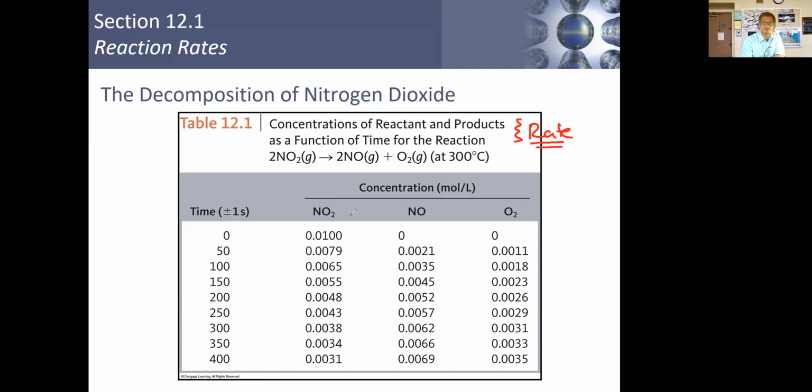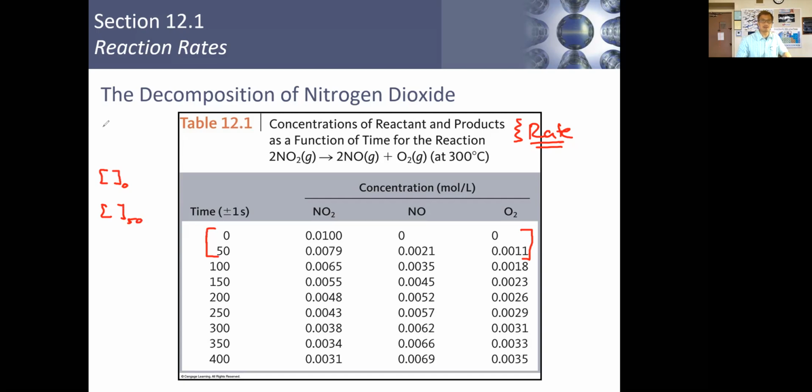So for the rate, remember we have to define a start and a finish. Let's look at the time interval here. Let's just examine the first time interval, that set right there, first. We have the initial concentration and the final concentration. The initial is going to be at time 0, and then we're going to look at the concentration at time equal to 50 seconds.